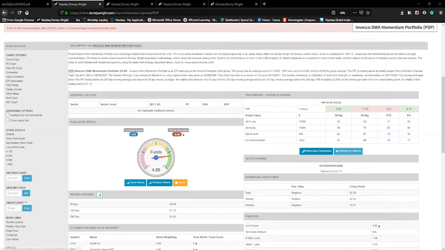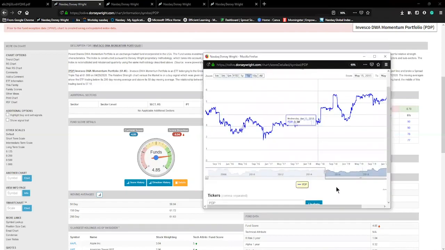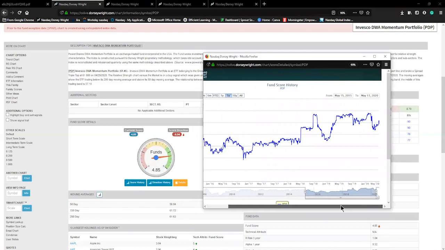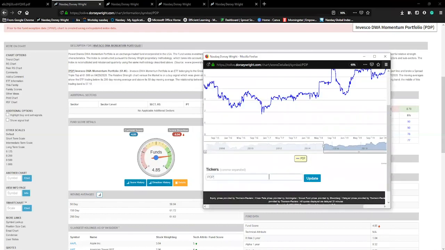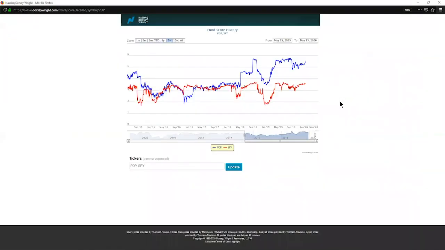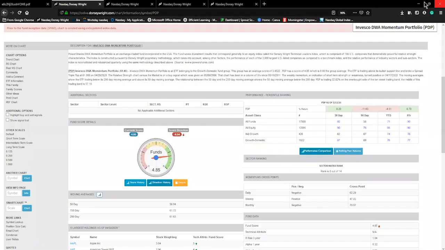Additionally, as mentioned, the score history gives you a graphical representation of that fund score for the individual fund. And you can also add in additional tickers at the bottom here in case you want to compare how they basically played against each other. And the same can be done for directional history.